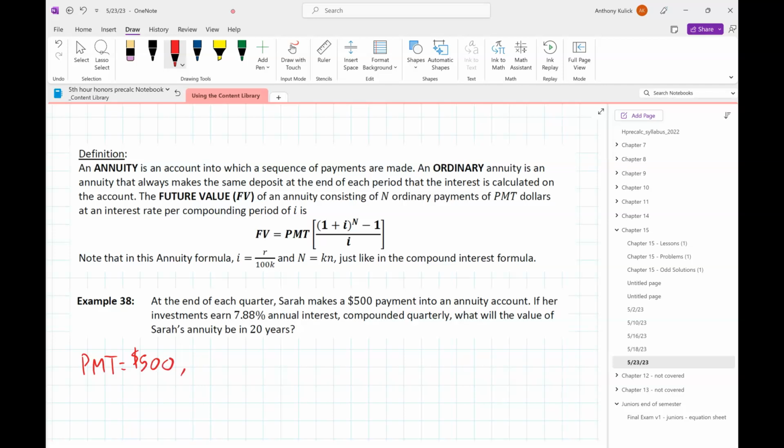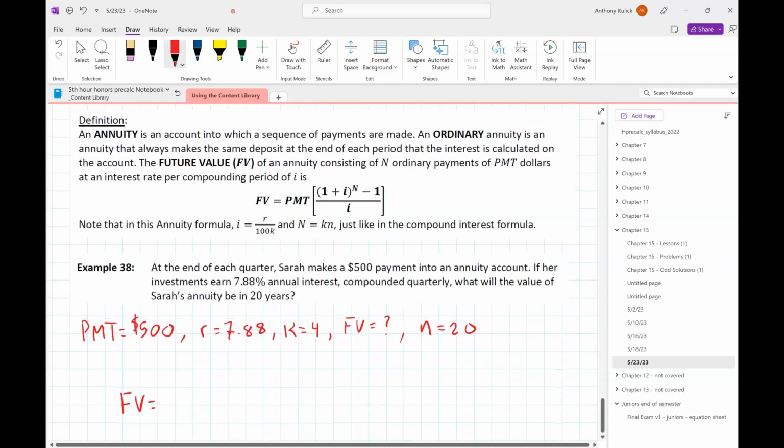If her investments earn 7.88% annual interest compounded quarterly, well, that tells me the 7.88 is my r, and the quarterly is my k. What will the value of Sarah's annuity, well, that's the future value, be in 20 years? So little n is 20. Everybody cool with how I discern that? Okay.